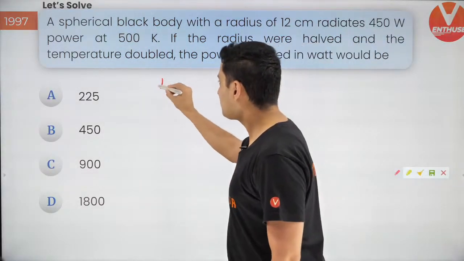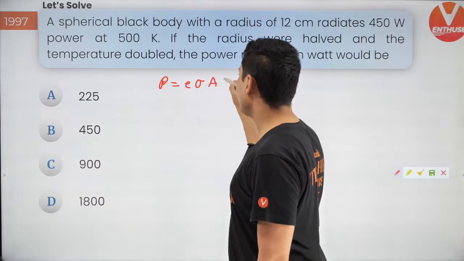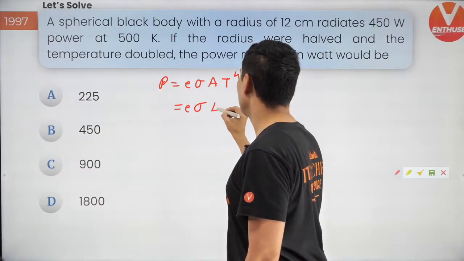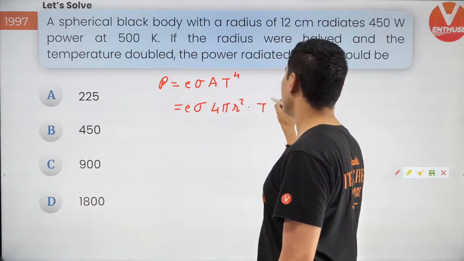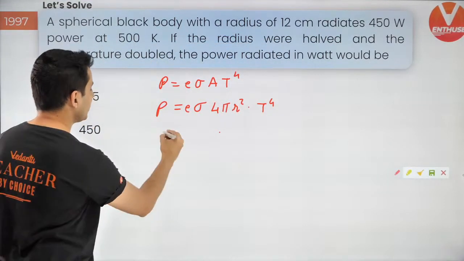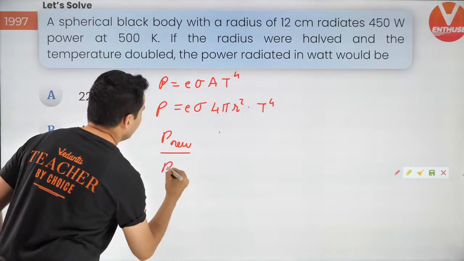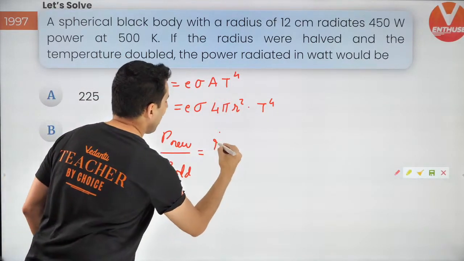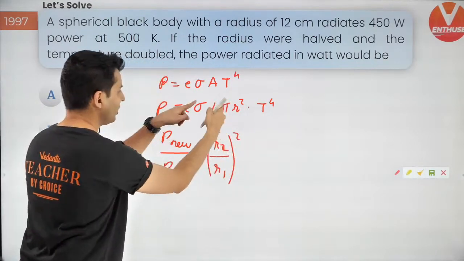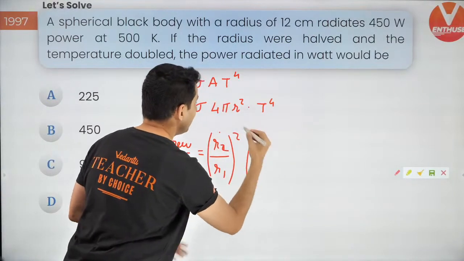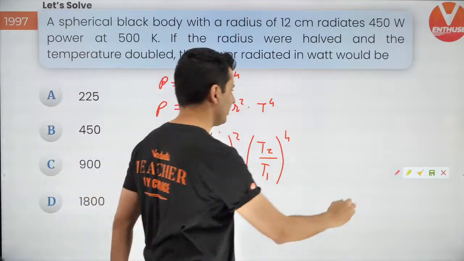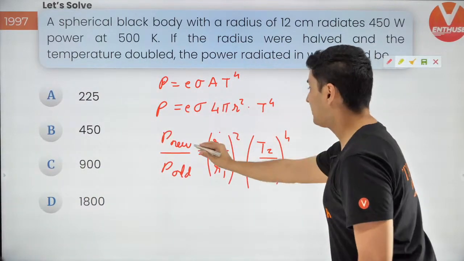I'll tell you what. Power is E sigma A T raised to 4, correct? What is area? 4 pi R square, temperature raised to 4. Now E is constant, sigma is constant, 4 pi is also constant. So the new power upon the old power will be R2 by R1 whole square, because everything is constant. And obviously T2 by T1 whole raised to 4. Now just do the math.